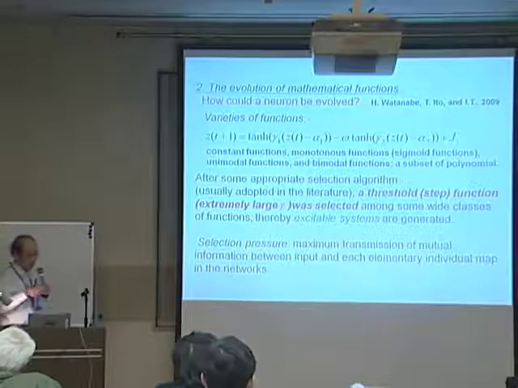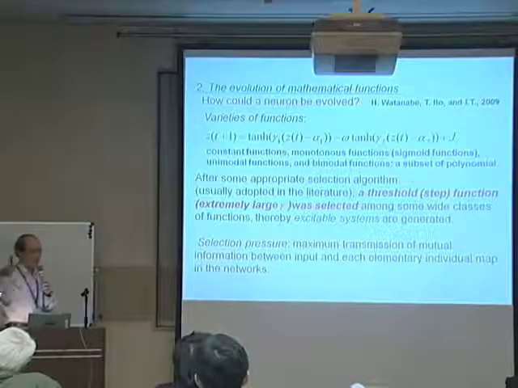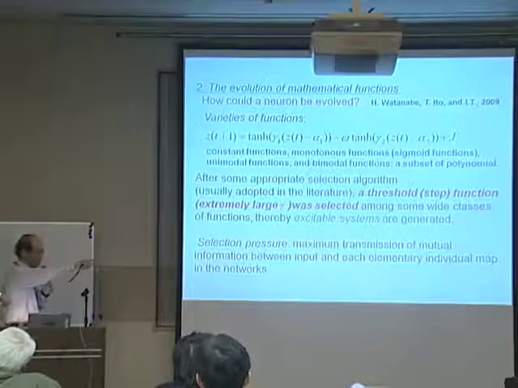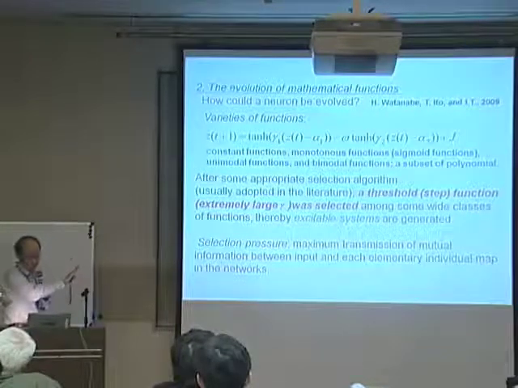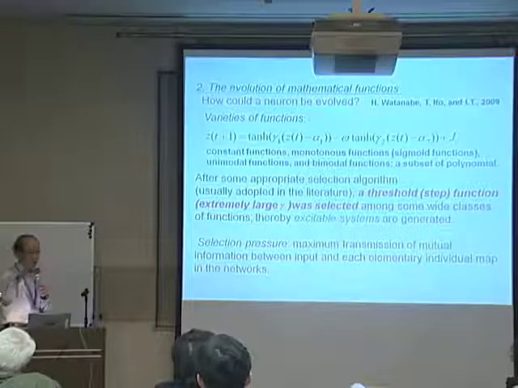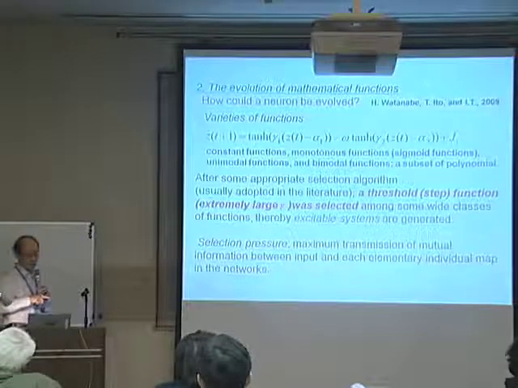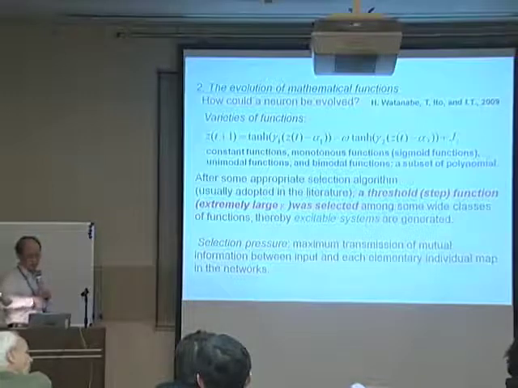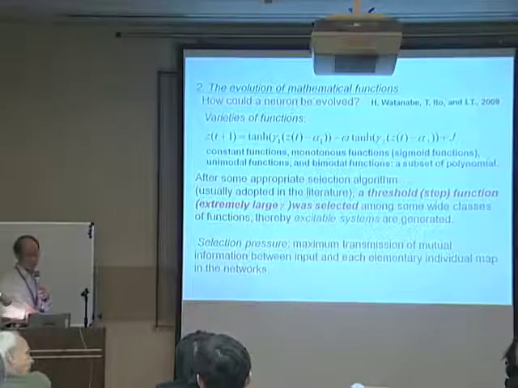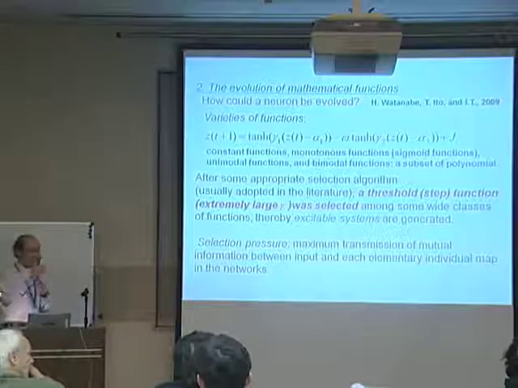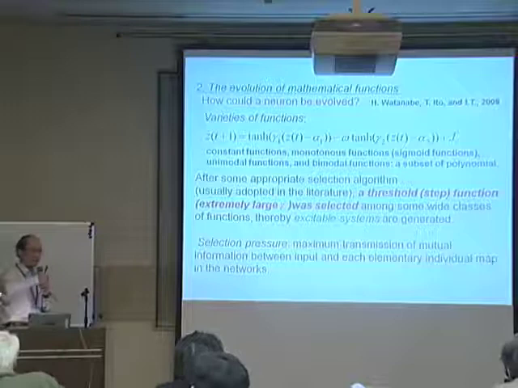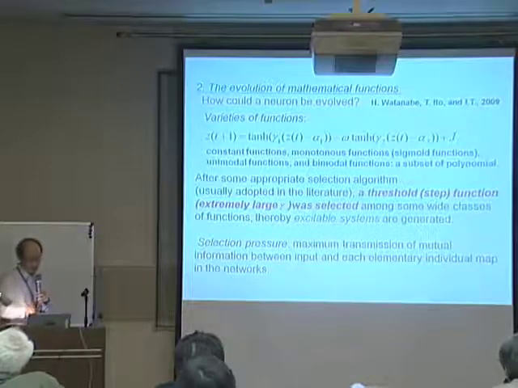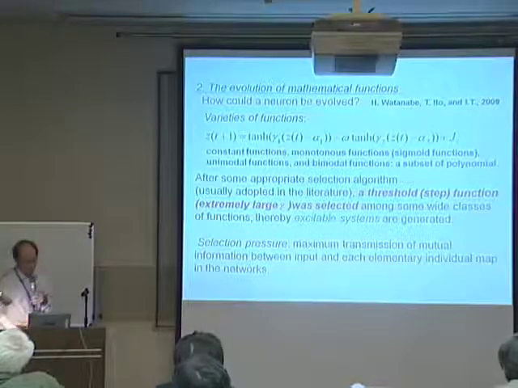We prepared coupled systems in one dimension, and we feed the input, so that we can calculate the mutual information between the input and each element of the systems. The variational principle is that we take the maximum transmission of mutual information. Then finally the step function is selected, which may represent the neuron. So we obtain the formal neuron here.